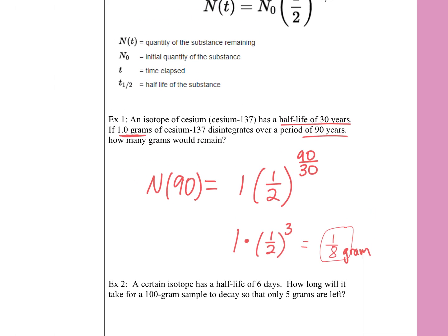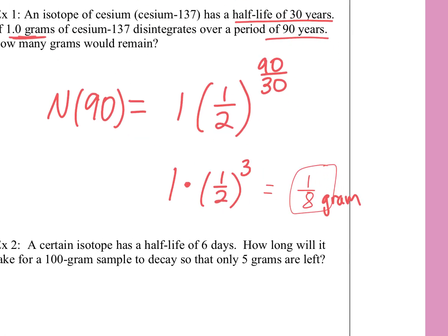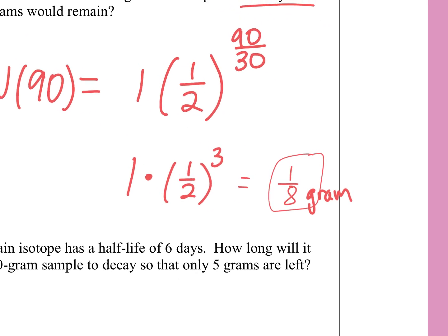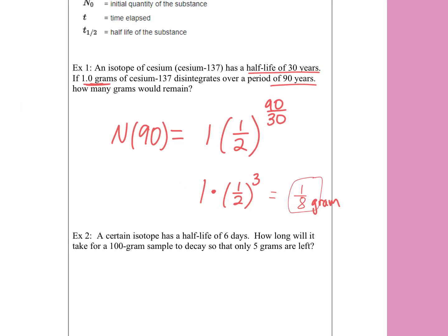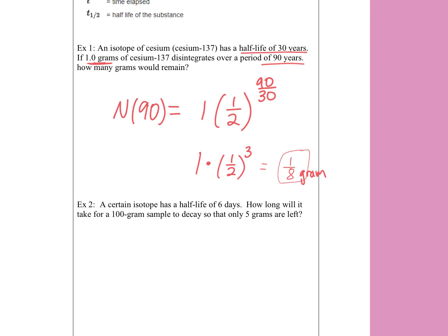So wouldn't you say that this formula, it looks more confusing than it actually is? It actually ends up being a really simple problem. Okay? I want you to go ahead and do number 2. Okay, so this next one. Isotope has a half-life of 6 days. How long will it take for a 100-gram sample to decay that only has 5 grams left?